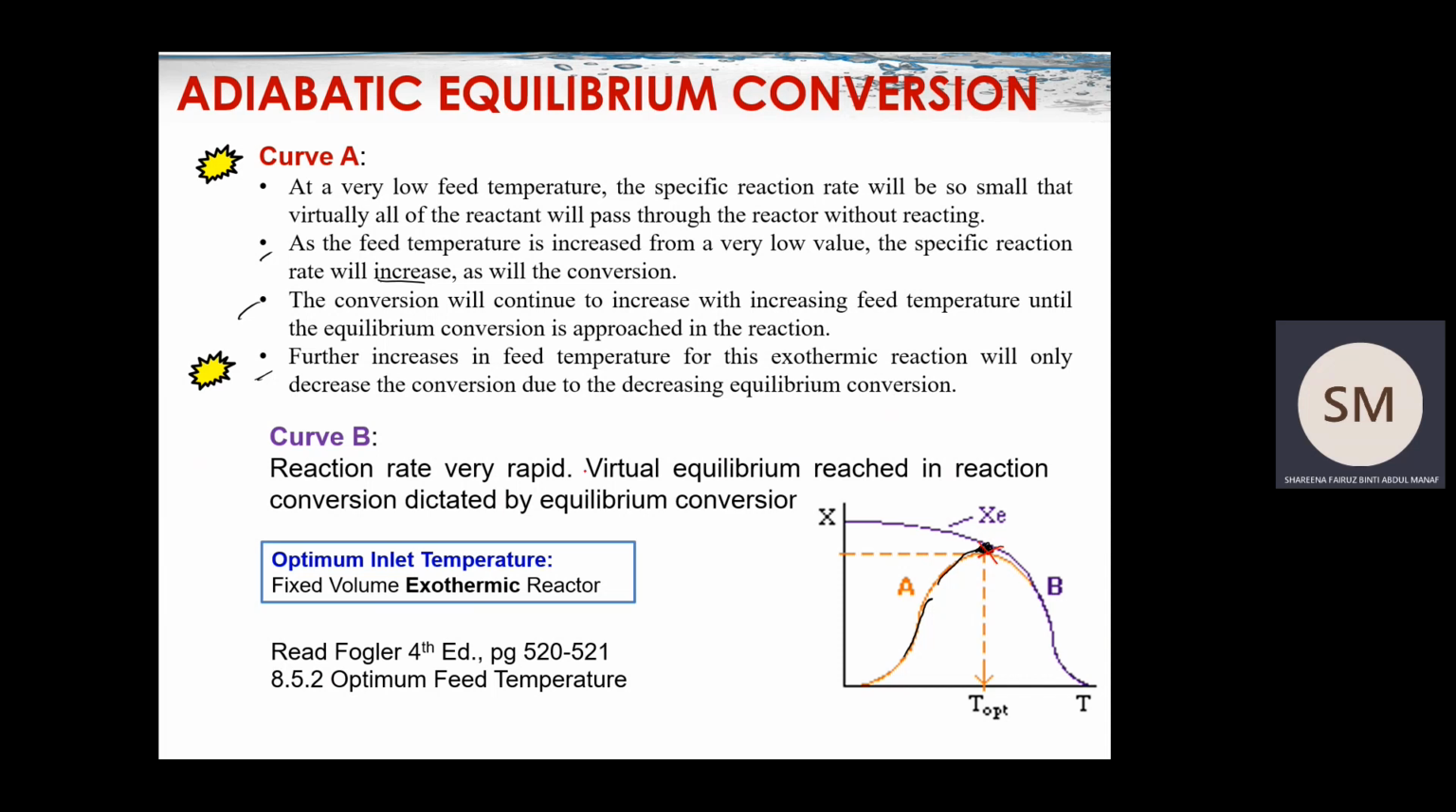So the reaction rate is very rapid. For curve B, it is very rapid. Virtual equilibrium is reached in the reaction, and the conversion is determined by the equilibrium conversion. So this one just goes down. Okay, so this is X_E, just decreasing.